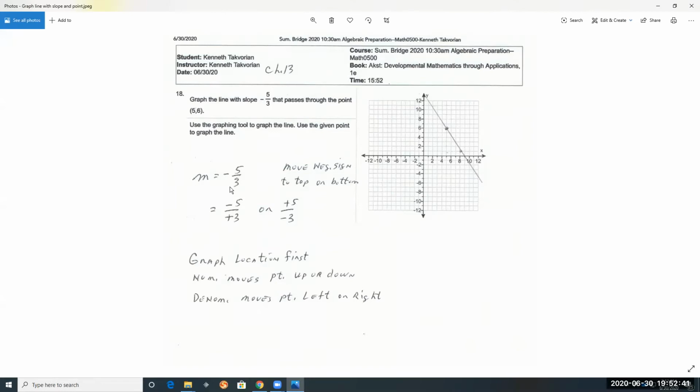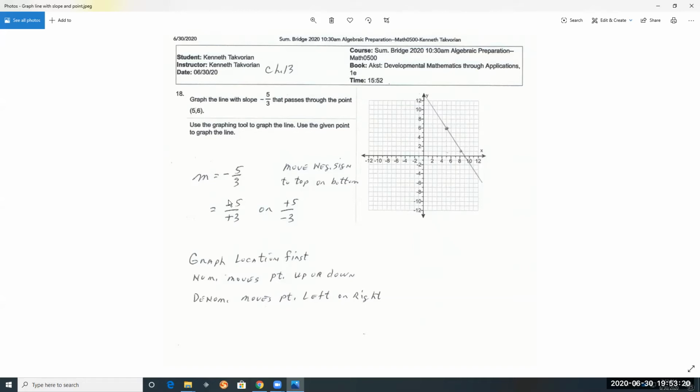When we talk about the slope, we need to rewrite -5/3 with the negative sign in either the numerator or the denominator. We're going to move the negative sign to the top or bottom. We can either write -5/3 as -5 over +3 or +5 over -3. To use the slope, the numerator tells us how much we move vertically, and the denominator tells us how much we move horizontally.